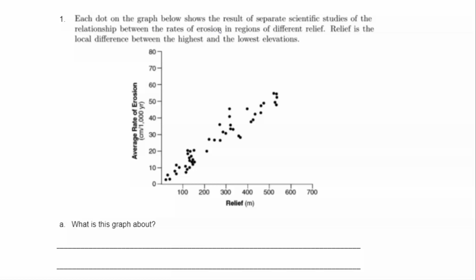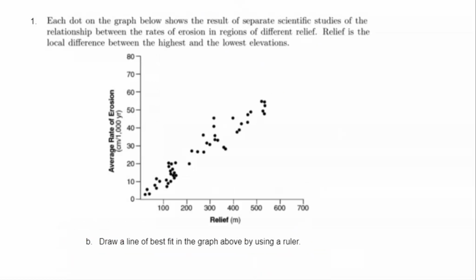So, what is this graph about? In my words, to summarize this, I can say this graph is about the relationship between the rates of erosion in regions of different relief. You can also put it in your own words as long as you're summarizing what it's talking about.